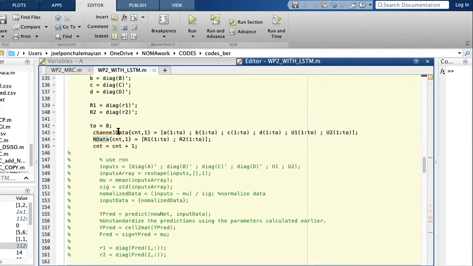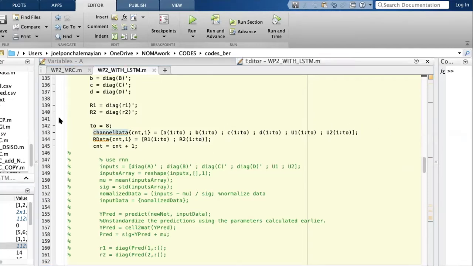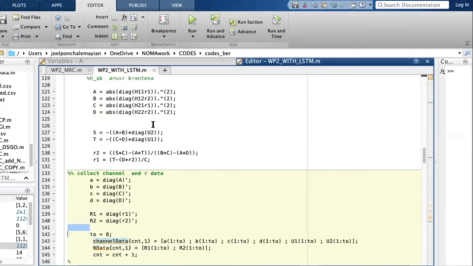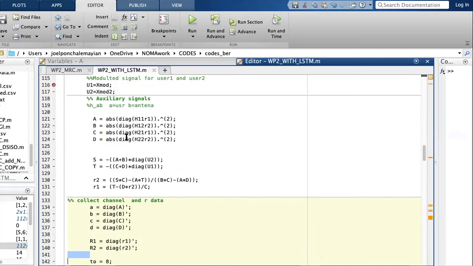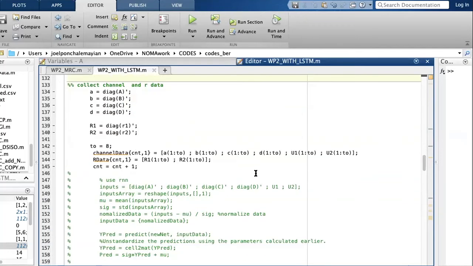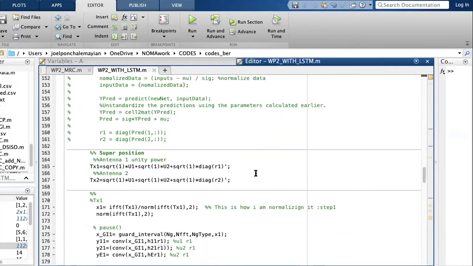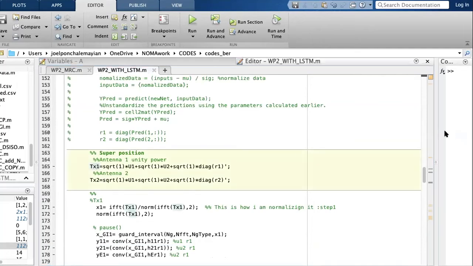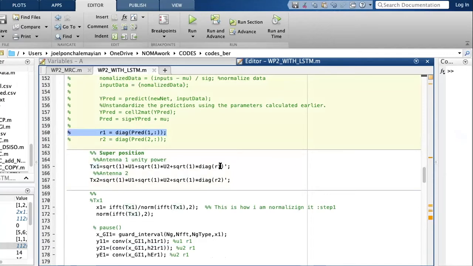And put it to the channel data, which is the inputs. You could collect all your inputs here, H11, H12, and also user signals. And then you also collect the corresponding R resulting from this particular RH. And then after that, now we do the transmission, as you can see here. Now we do the transmission for each round.